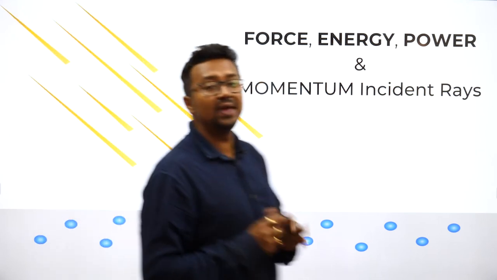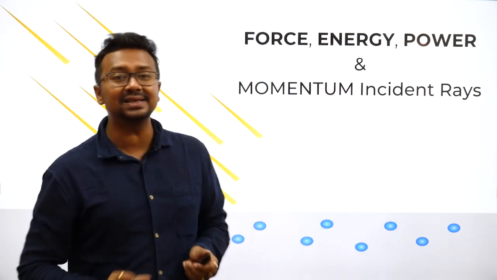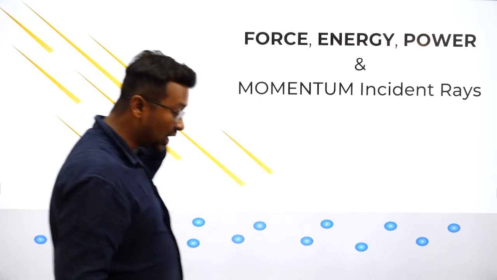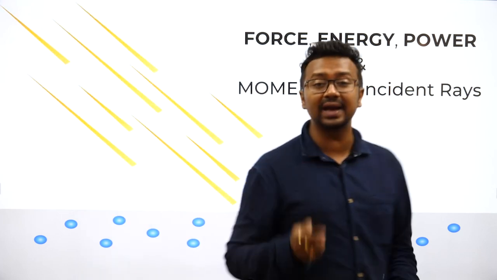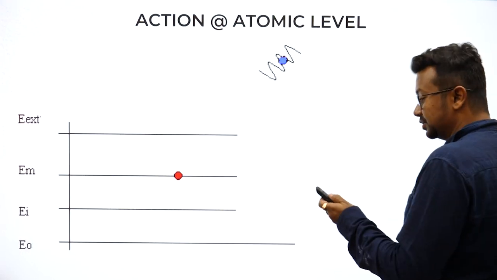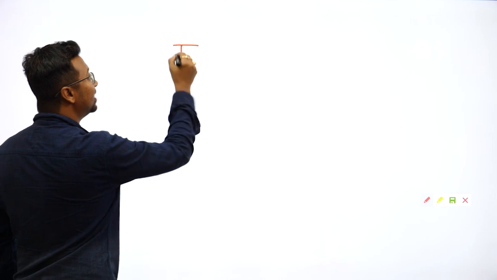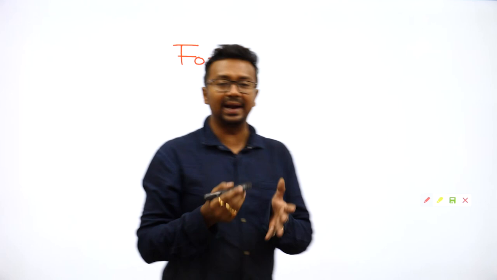Clear? Now, we individually will look at finding the expression of each of these quantities, that is force, energy, power and momentum of the incident rays which are coming and striking the metal surface. Alright students, let us look at each one of them one by one. I've taken a blank sheet out here and let us see the force. Before we find the force, I would like to talk about the momentum first.